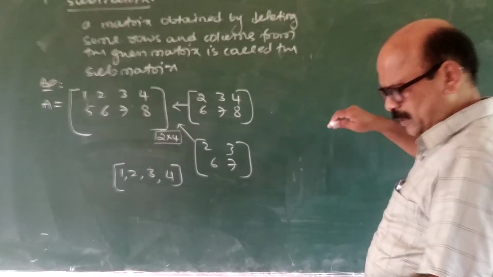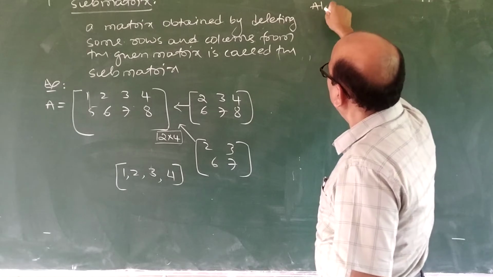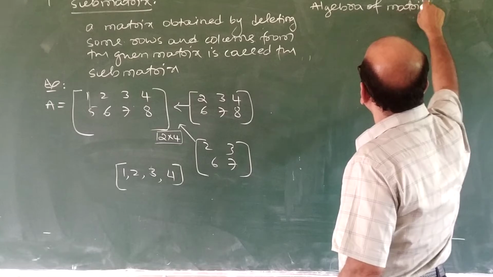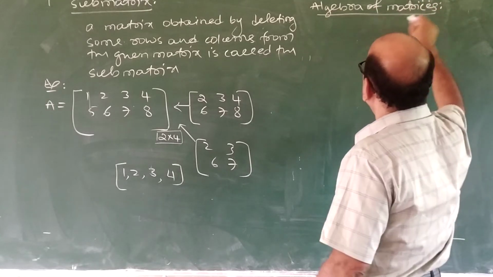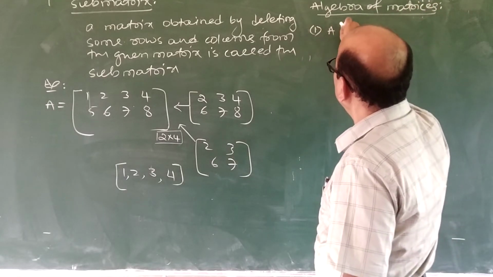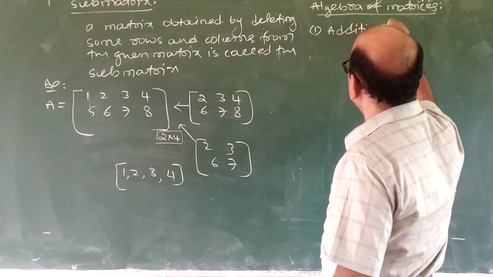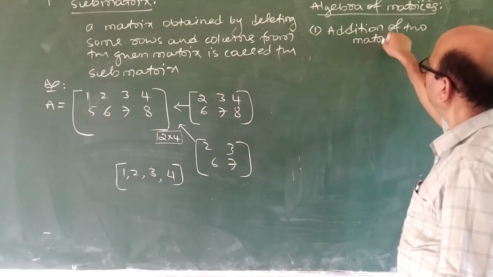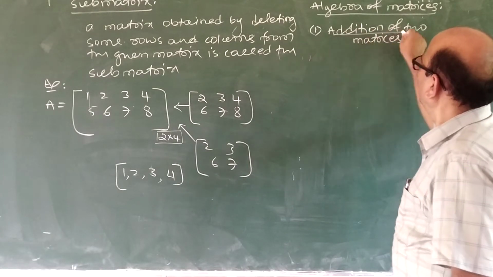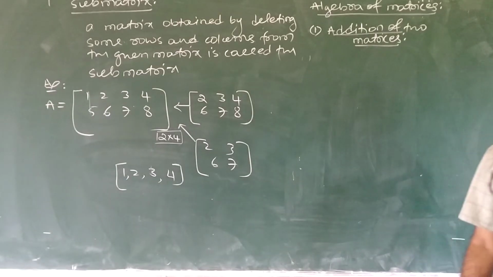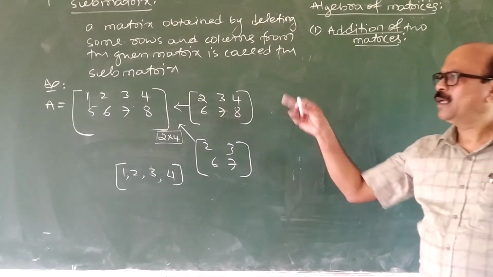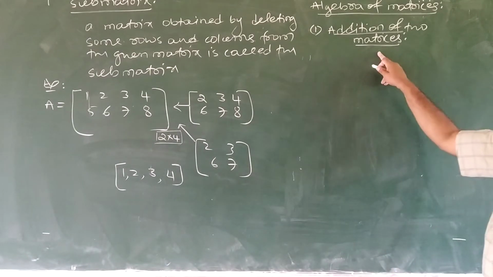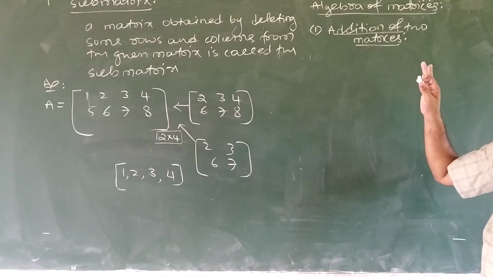These are some types of matrices. Next is algebra of matrices. Algebra means, first one is how to add two matrices. See, a matrix is the arrangement of numbers in horizontal and vertical lines. Two matrices can be added only when they are of the same order.